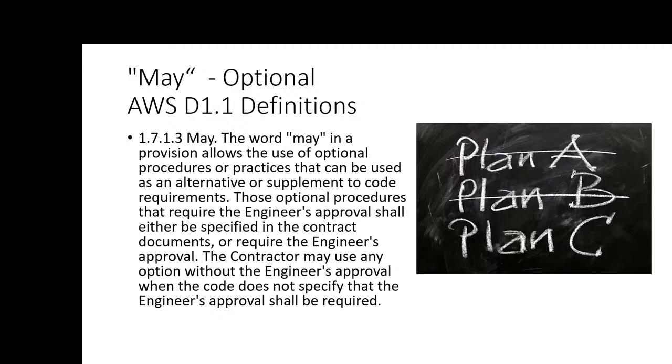1.7.13, may. The word may in a provision allows the use of optional procedures or practices that can be used as an alternative or supplement to code requirements. These optional procedures that require the engineer's approval shall be either specified in the contract documents or require the engineer's approval. The contractor may use any option without the engineer's approval when the code does not specify that the engineer's approval shall be required.